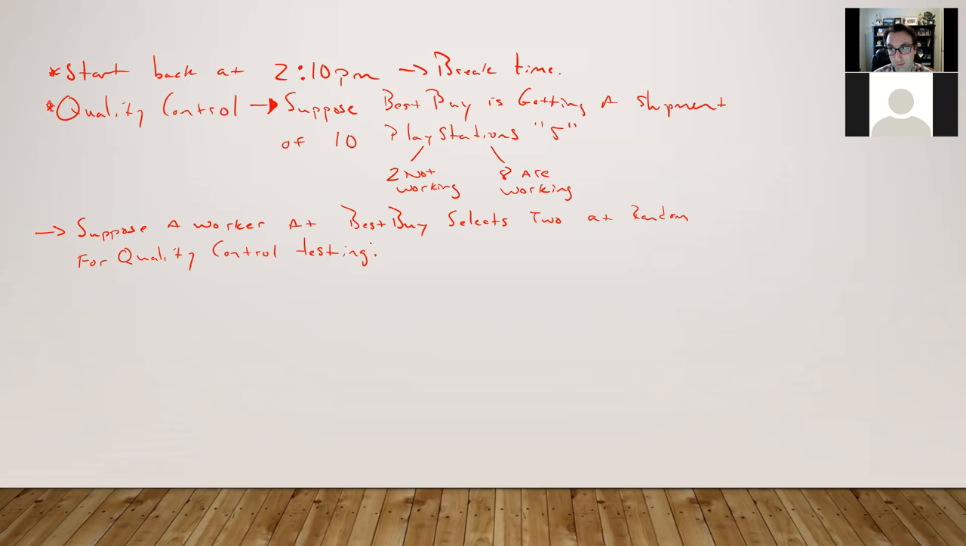What's the probability, this question encompasses a whole range of topics, what's the probability at least one is not working? So the person's going to select two, and we want to find the probability that at least one of the two is not working.